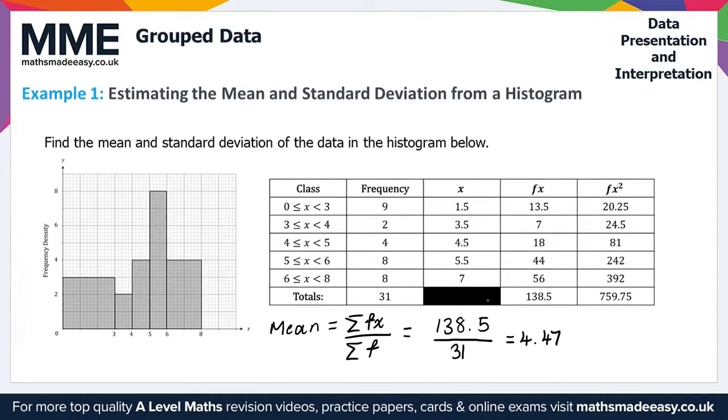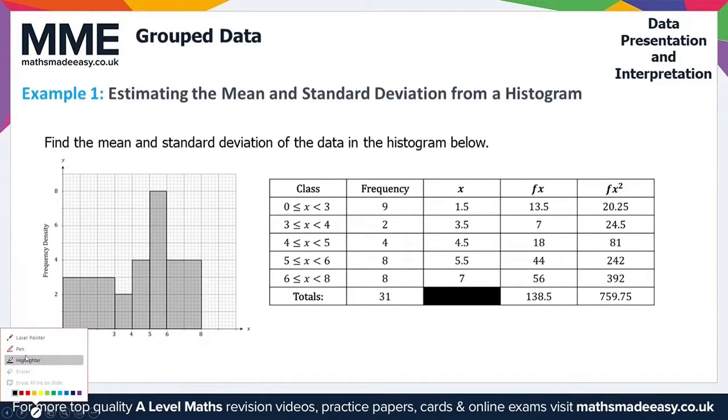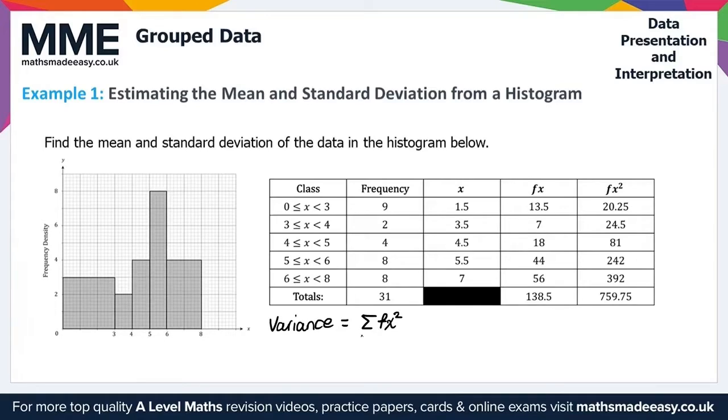Now we want the standard deviation, so let's clear this to have enough room. For the standard deviation, first we need the variance, and once we've worked out the variance, we can just take the square root of the variance to obtain the standard deviation. The variance is equal to sigma fx squared all over sigma f, minus the mean squared.